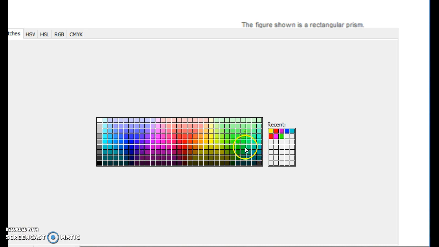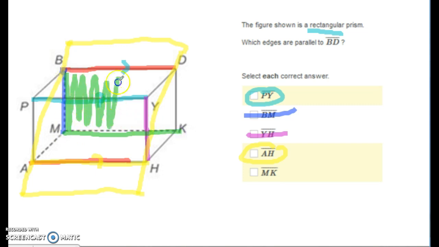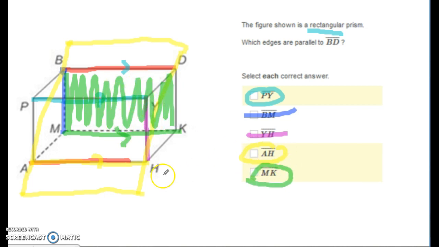And then the last one, MK, it's right here. And these are clearly on the same plane because it's the back of the box. And they're never going to touch. So those are also parallel. All right, so remember parallel lines, if you extend them in any direction, they're never going to touch and they have to be in the same plane.